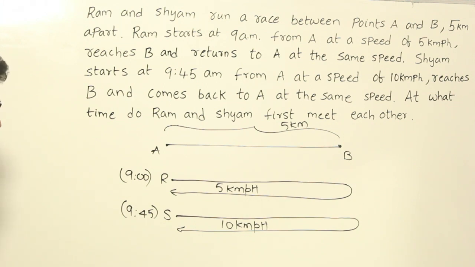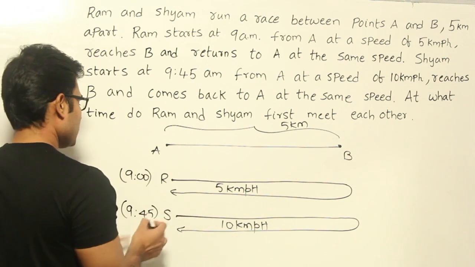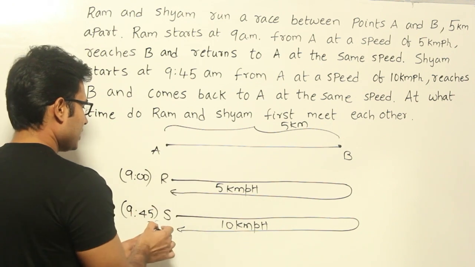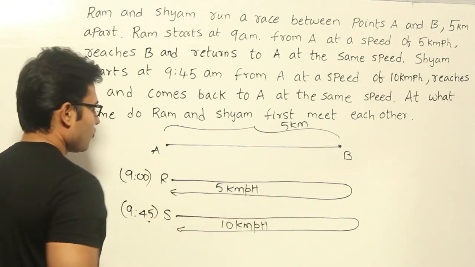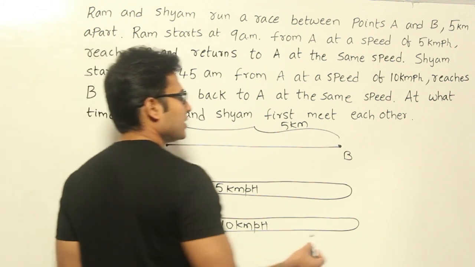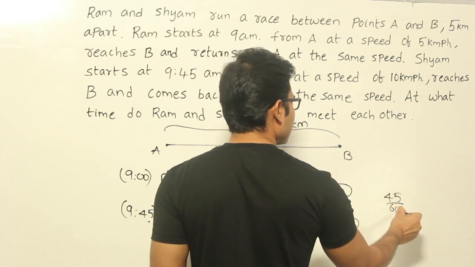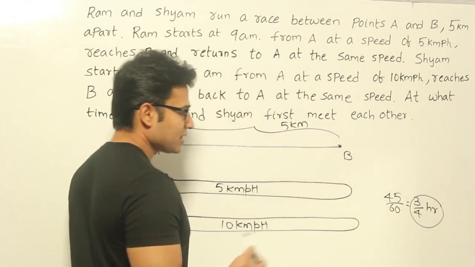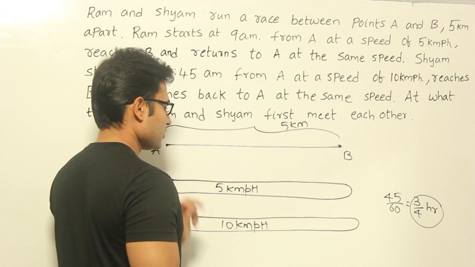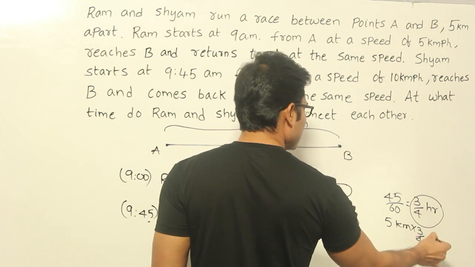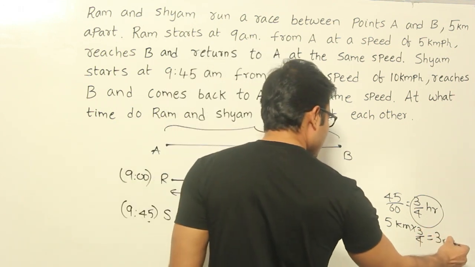So in order to understand this, let's see where Ram will be by the time Shyam starts, right? Ram is going to start at 9, and by the time Shyam starts he would have run for 45 minutes. In 45 minutes how much distance will he be able to cover? 45 minutes is nothing but 45 by 60, which means 3 by 4 hours, right? In this 3 by 4 hours, how much distance he would have covered? That depends on his speed. Speed is given as 5 kilometers per hour, so 5 kilometers into 3 by 4 is 15 by 4, which is 3.75 kilometers.